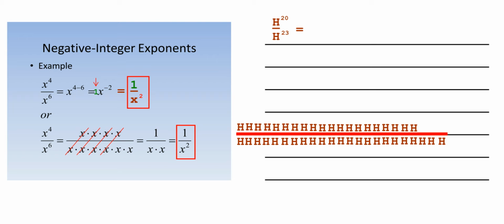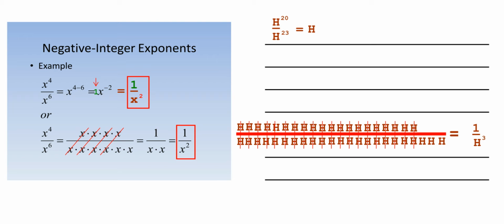Likewise, keep in mind h's on the top can cancel with h's on the bottom. An h on the top cancels with an h on the bottom, and however many we have on top, we can cancel on the bottom. There we go. We can cancel 20 h's on top with 20 h's on the bottom. That leaves us with 3 h's on the bottom. So once again, it gave us 1 over h to the power of 3, because there's 3 of them remaining. Agreed?